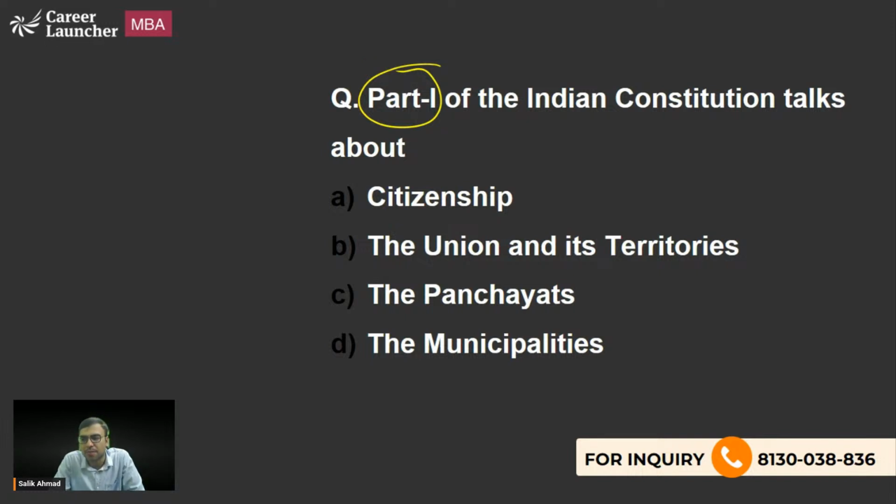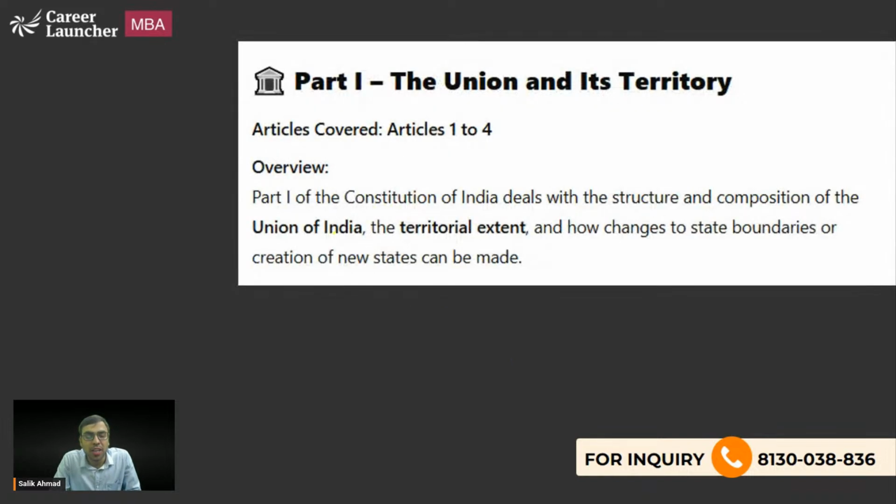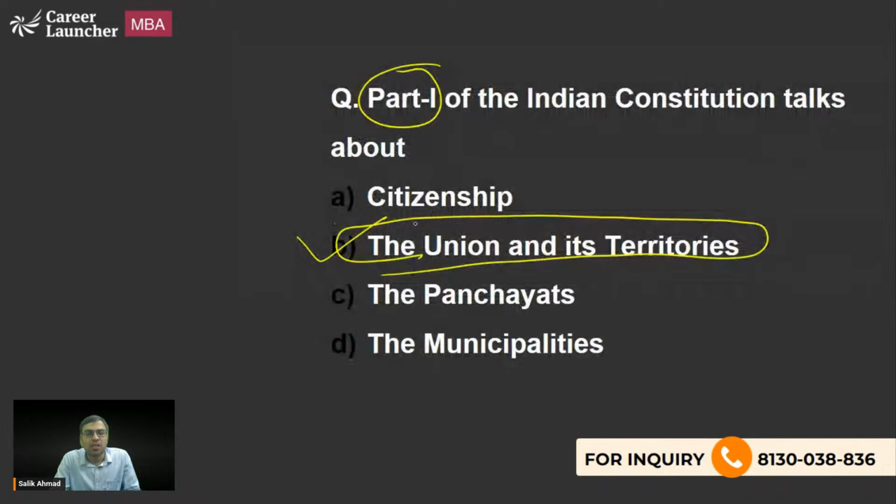What is the right answer? So part 1 deals with union and its territories. B is the right answer to this question. If you read about it in detail, articles 1 to 4 deal with that. This talks about the union and its territories, meaning the central government, the state government and union territories.